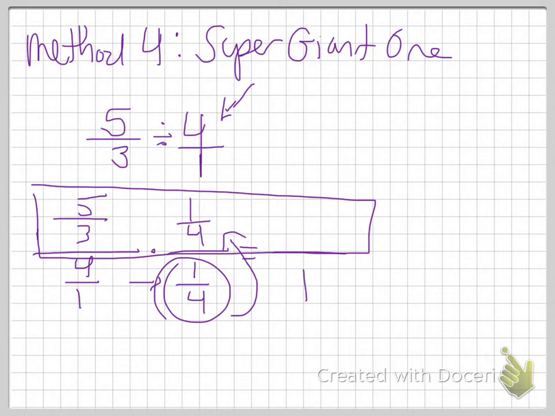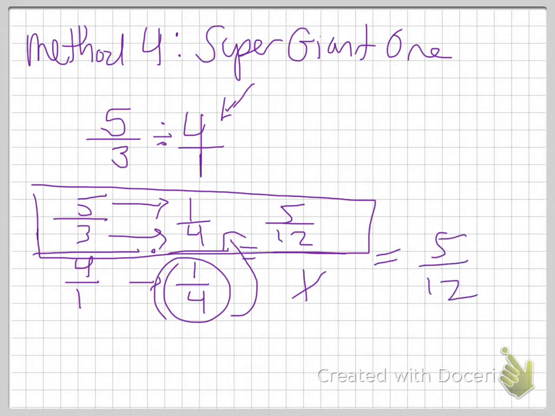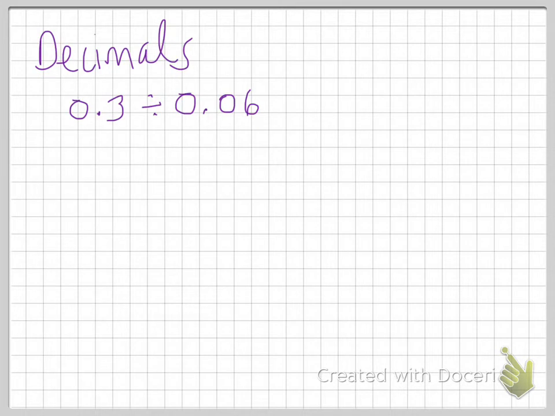It has to be the same fraction in the numerator and denominator because that's what makes a supergiant 1. And then from here we can multiply straight across and we would get 5/12. And then this denominator of 1 isn't really useful, so we are left with 5/12. So those are our 4 methods for dividing fractions. And I wanted to use those to remind you about dividing decimals. Dividing decimals, my recommendation truly is the common denominator method.